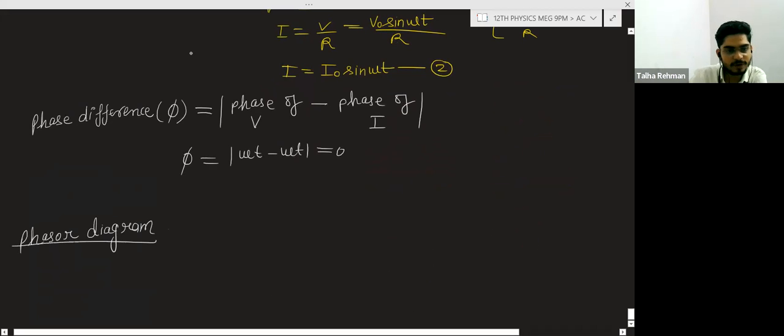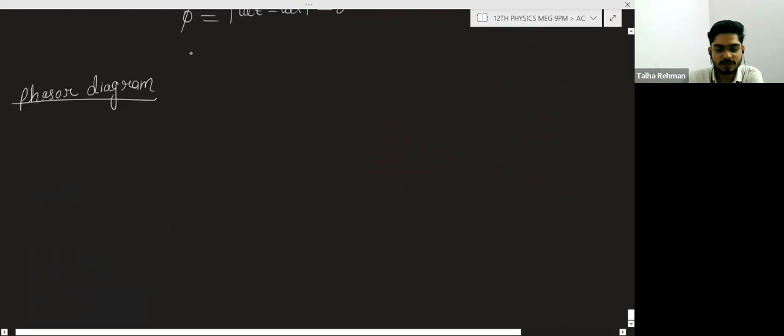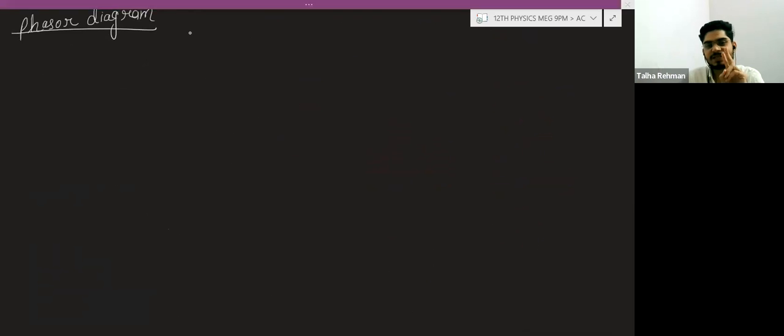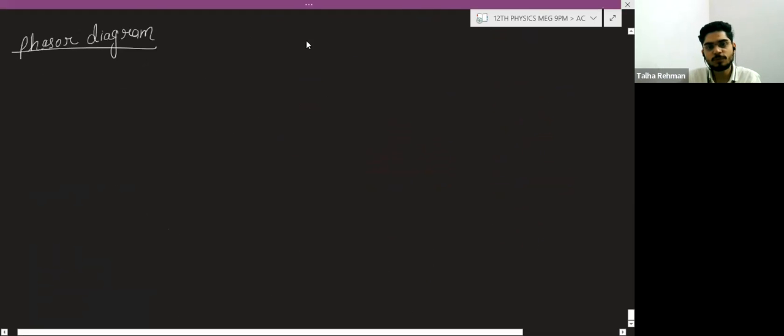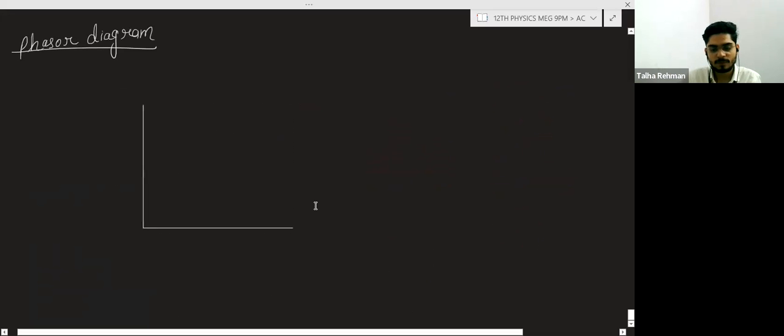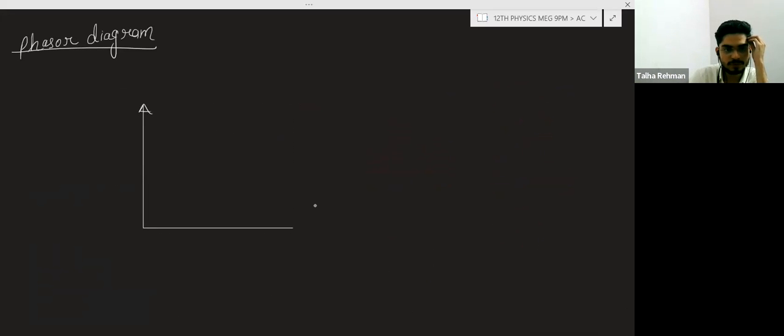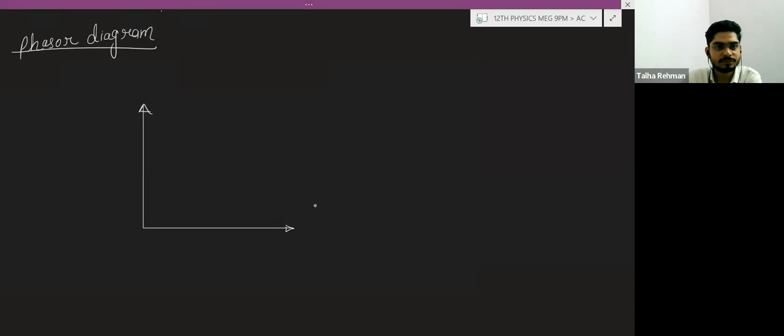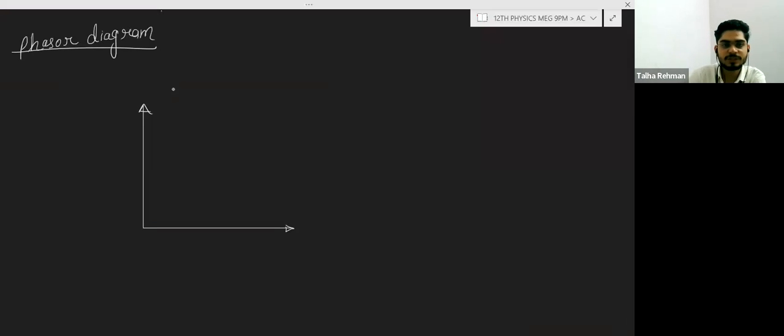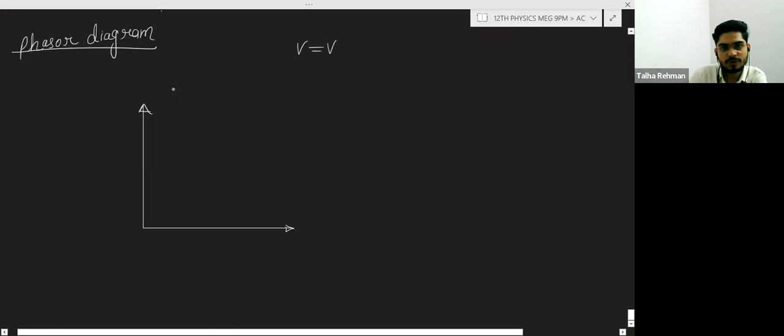So see how we will draw the phasor diagram. We will draw two axes, like the x-axis and y-axis we draw for a position-time graph or velocity-time graph. So this axis I have drawn. Now I have two equations: V is equal to V naught sine omega t, and I is equal to I naught sine omega t.